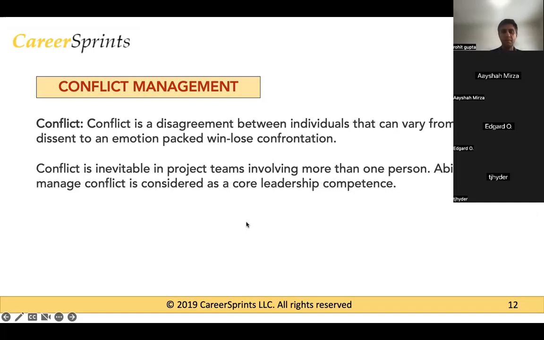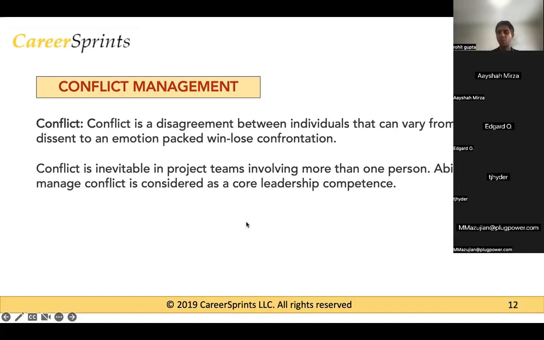So conflict can come from many different sources and it can have many different reasons. For example, one reason for conflict could be an ego clash between two people, right? Because of the personality type that they have. Another reason for a conflict could be that people do not agree with the project's priorities. Somebody feels that something else should be a priority, whereas another person feels that some other part of the project should be given a higher priority.